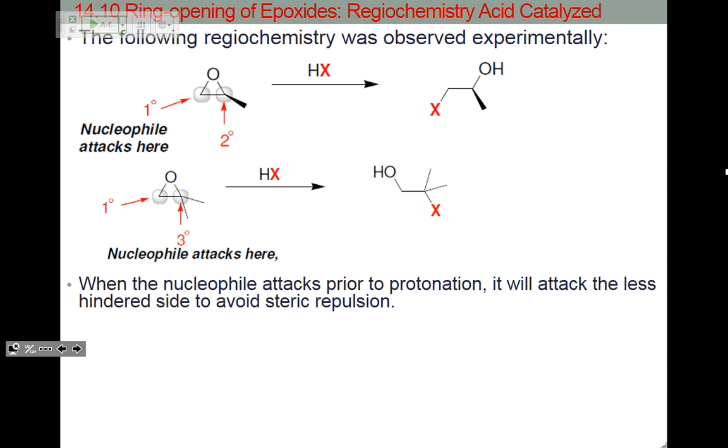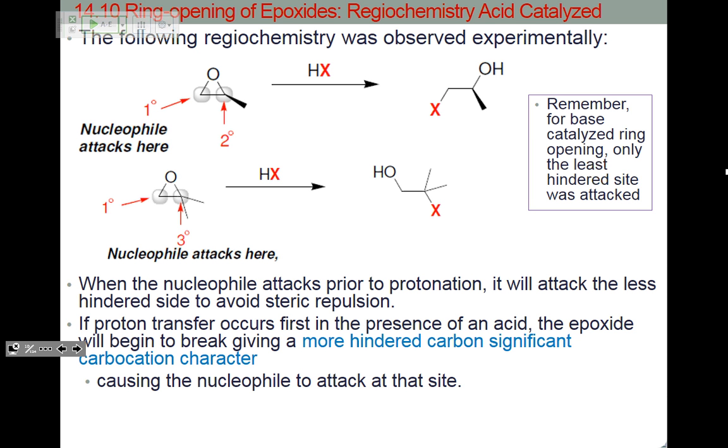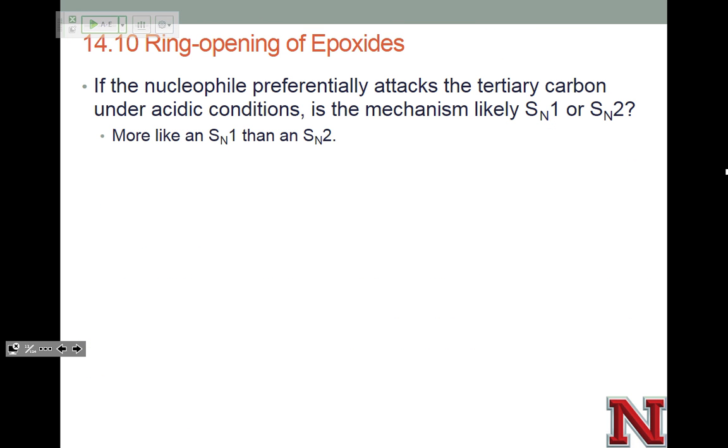So let's look at the actual intermediate, or even not even the intermediate, the transition state, to look at what's happening. So first off, in the base catalyzed case, we're really only looking at sterics. So the base catalyzed is always going to be the attack at the least substituted position, no matter if we have tertiary, secondary, or primary. When we're comparing, we're always comparing two positions for the epoxide, so the least substituted is always going to be the case. But with the acidic conditions, something's different. And the thing that's different is if we look at the actual intermediate.